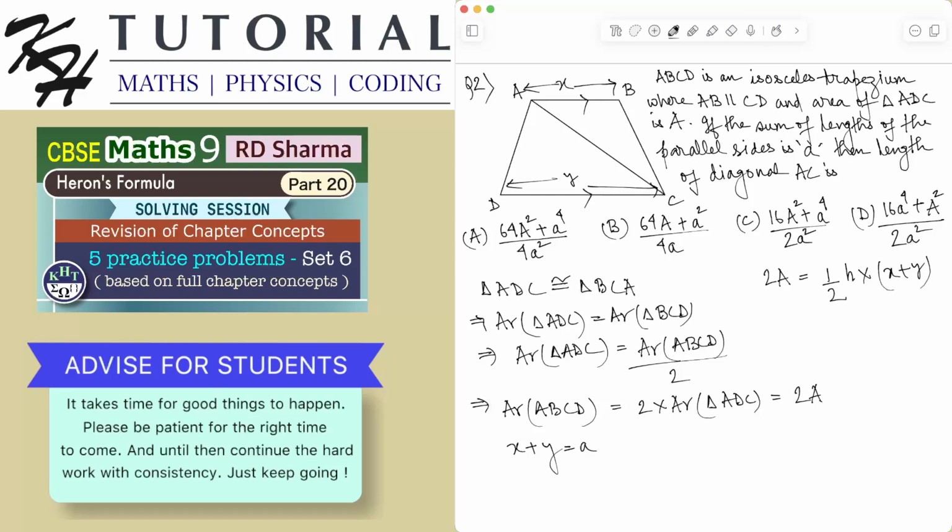Let's say from the vertex A, I draw a perpendicular on DC. So AO will be the altitude of this trapezium. Let's say its length is h. So we will have twice A is equal to half into h into x plus y. X plus y is given as a, so h into a by 2. This implies we get the altitude of the trapezium as 4 capital A by small a.